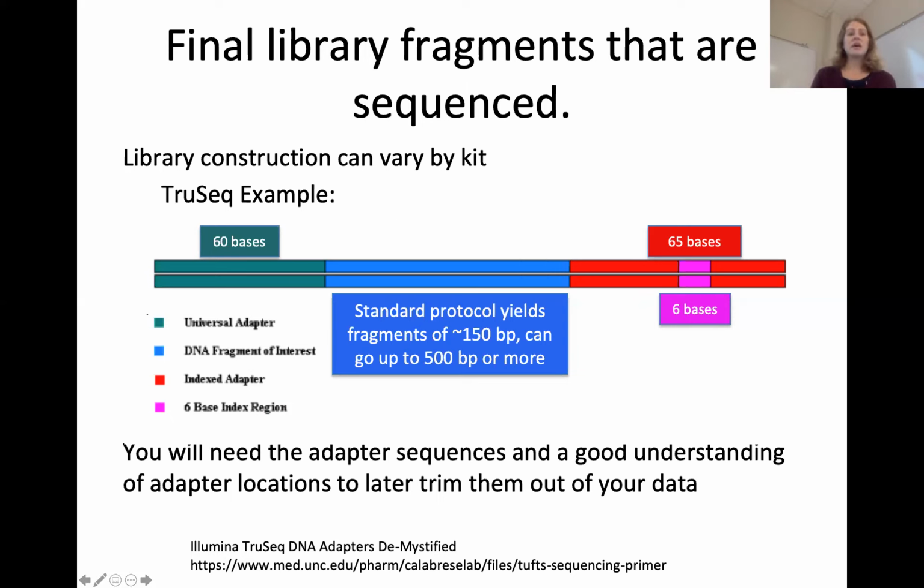But this is what the fragments look like when they go onto the machine. There is a universal adapter, or this is just for TruSeq, the universal adapter. Your fragment of interest, I mentioned that Illumina is very short for read sequencing. So 150 bases, maybe up to 250 bases. You can do preps of 500 bases. We'll talk about that. And then another adapter, and there may be an index in there. We'll talk about indexes too. But this is kind of what it looks like when it comes off of the machine. Most of this should be gone, but that is not always the case.